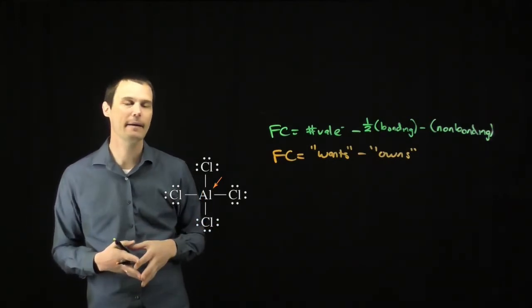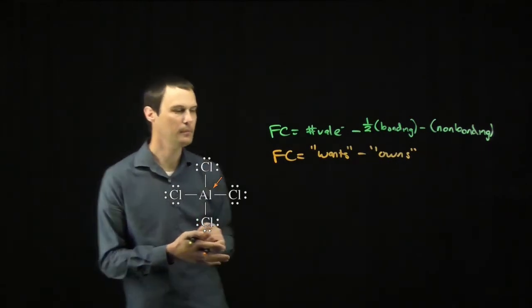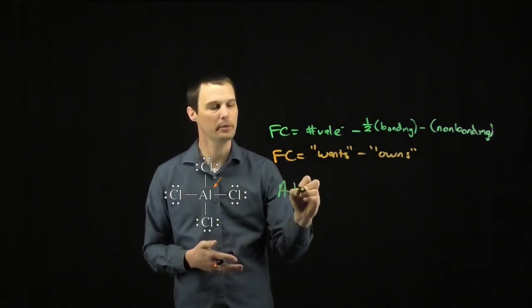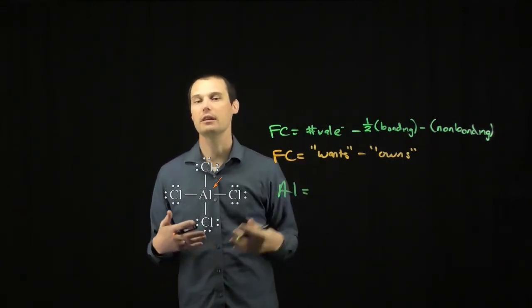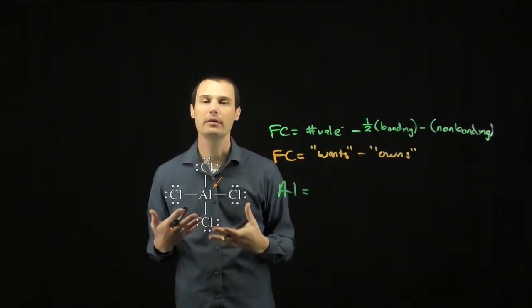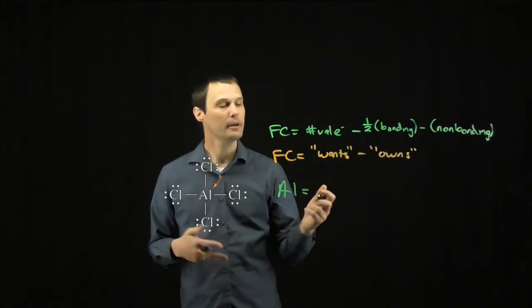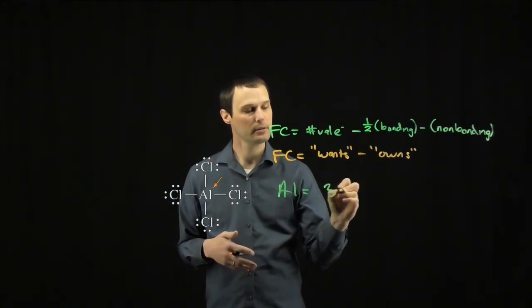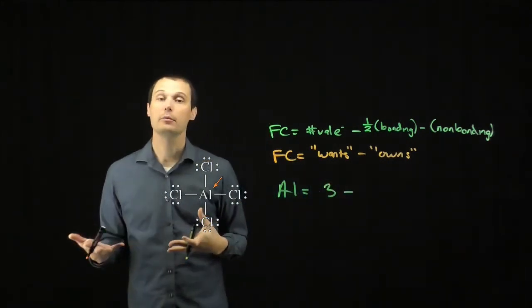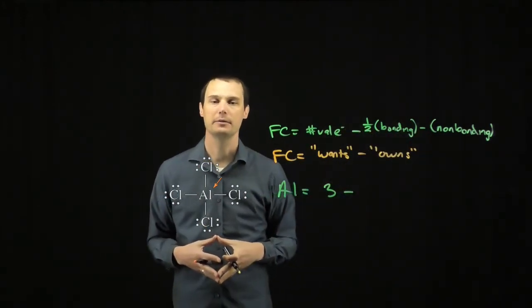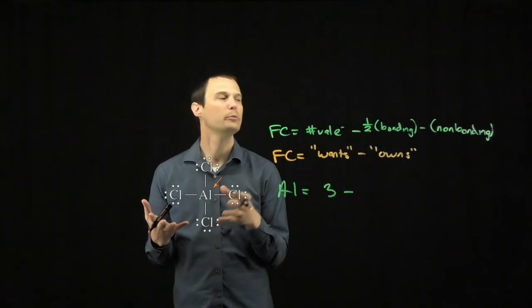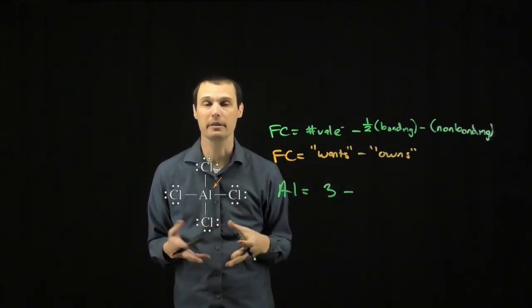So let's apply that formula to aluminum. The formal charge for aluminum in this molecule is the number of electrons it wants. That's the number of valence electrons it should have in the neutral ground state. Aluminum should have 3 valence electrons, minus the number of electrons it owns. It owns half of the bonding electrons and all of the non-bonding electrons. There are no lone pairs on aluminum, so it doesn't have any non-bonding electrons in this molecule.